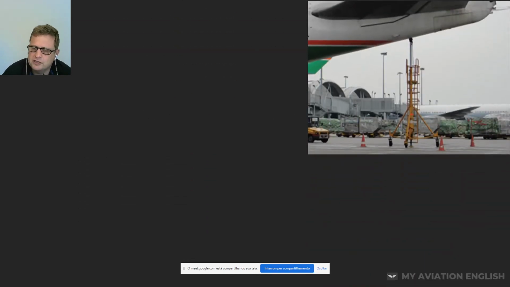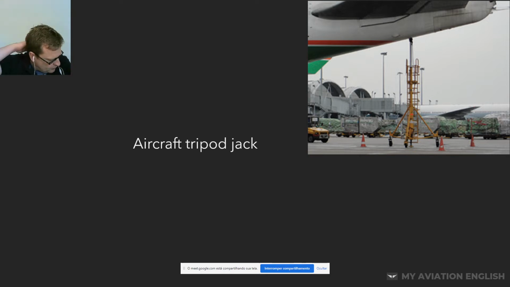And this part here, supporting the tail of an airplane. Do you remember? It is the jack. In this case, a tripod jack. Why tripod? Because it has three feet. They call it tripod, just like in the picture, like in the movie War of the Worlds. The tripods, okay? The tripod jack.